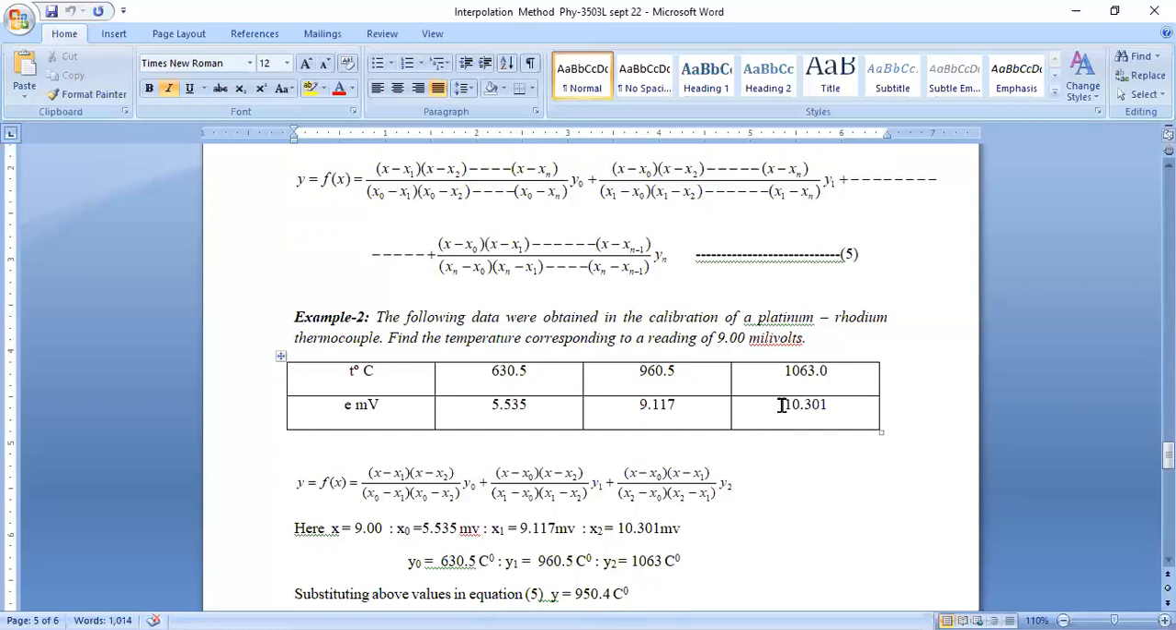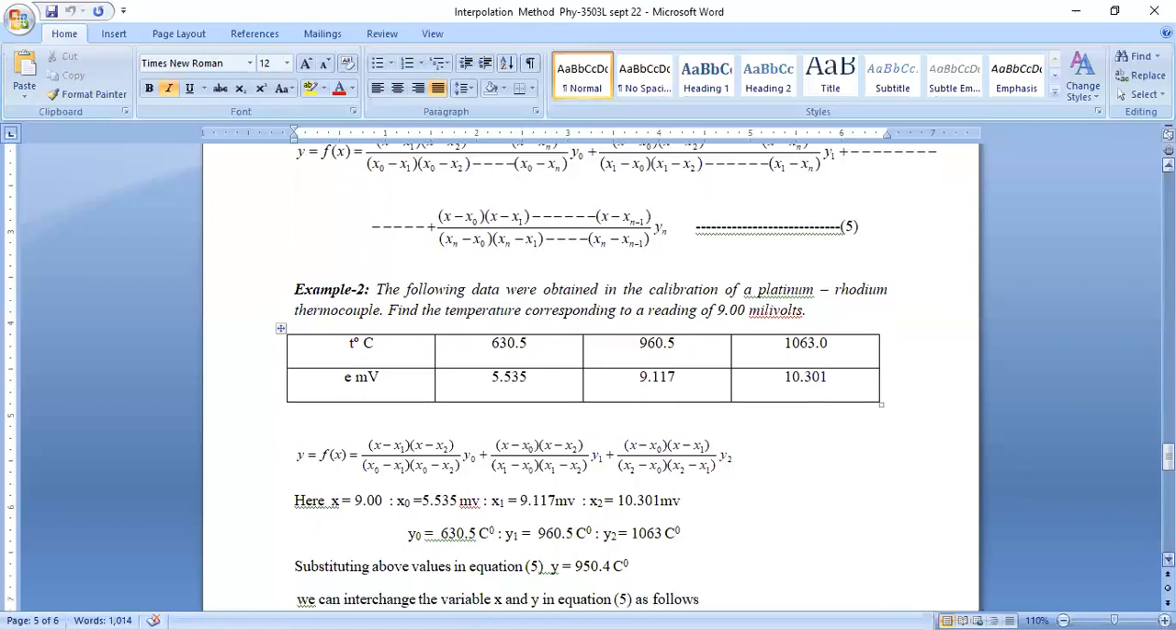At 10 millivolt, when the thermo EMF is 10, the temperature is 1063 naturally. So for 9 millivolt, the temperature of the junction should be less than 1063, and you can see that 950.4 is less than 1063, so this is basically the correct answer.